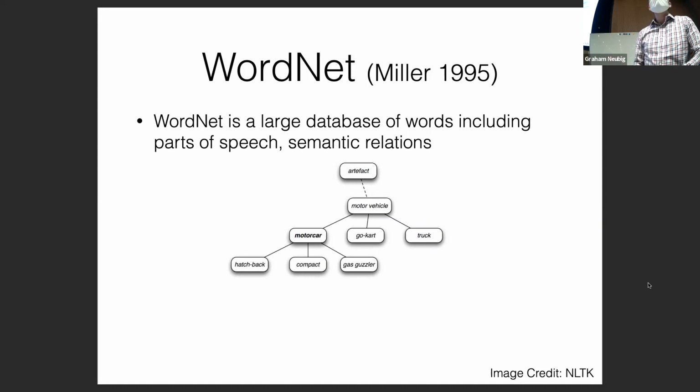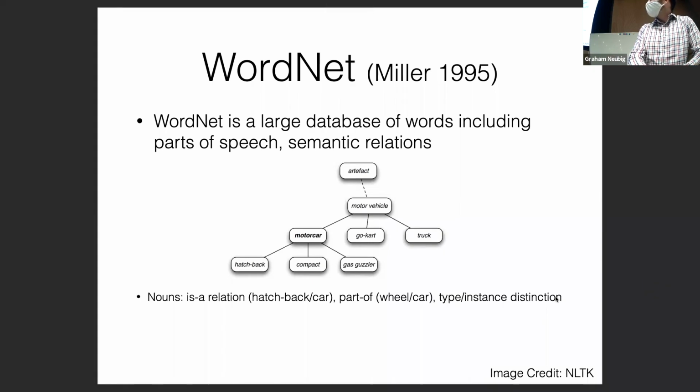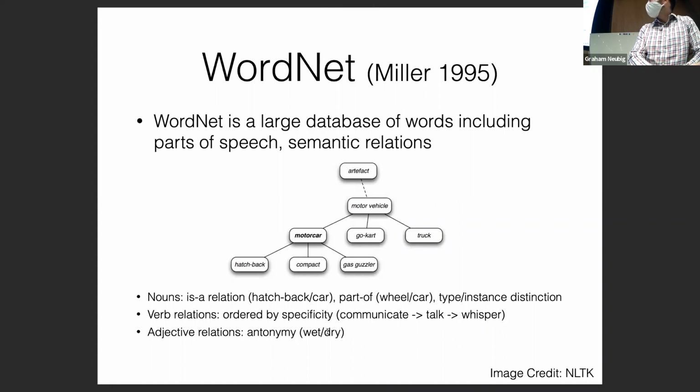There's also other relations like something that's called meronymy, which is something is a part of something else. So you might have a steering wheel as part of a car. You might also have opposites. So like hot and cold are opposites, or good and bad are opposites, for example. And so this was a very big effort. Here are some examples. So there's an is-a relation, part-of relations, type-instance distinctions. So a Toyota is a type of a car, for example. Verbs are ordered by specificity.